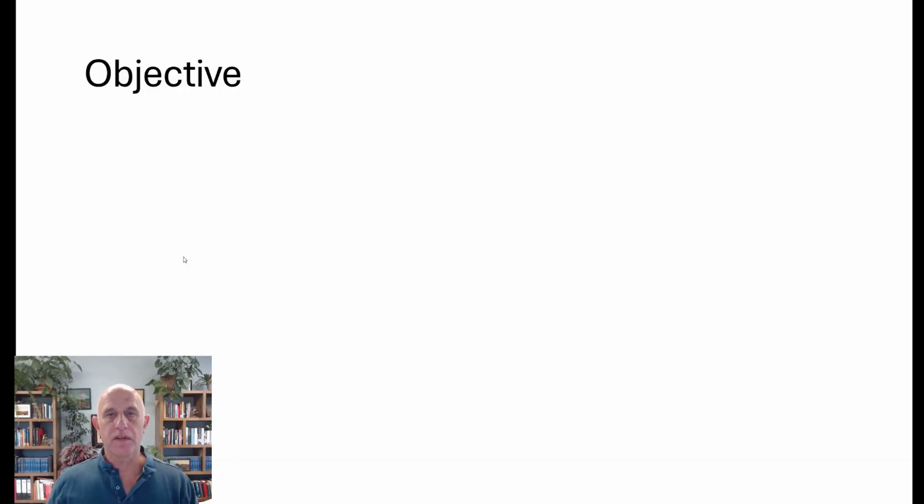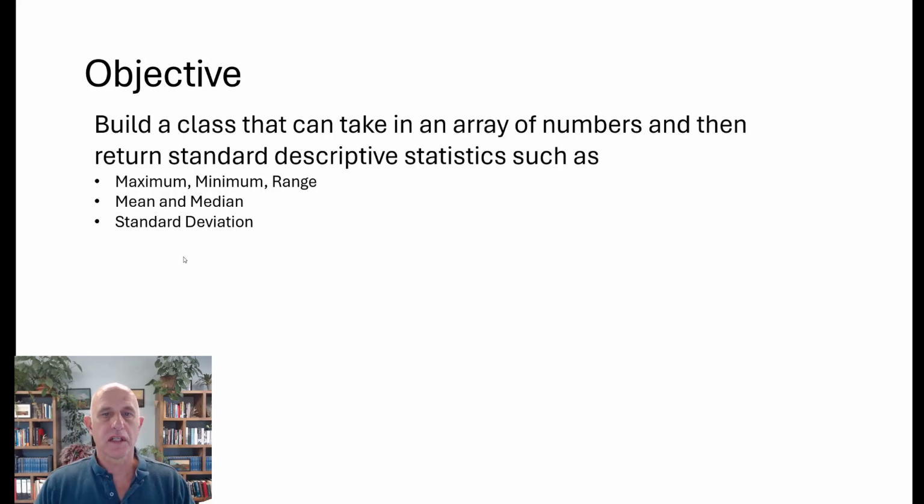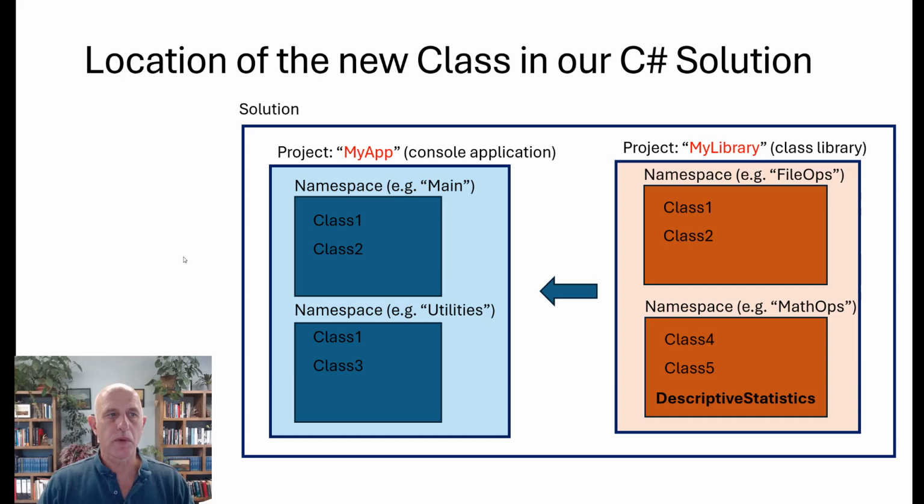The objective that we are going to set for ourselves in this example is to build a class that can take an array of numbers and then return standard descriptive statistics such as maximum, minimum, range, mean and median, and standard deviation. So let's just look at where we are going to put this class in our C# solution.